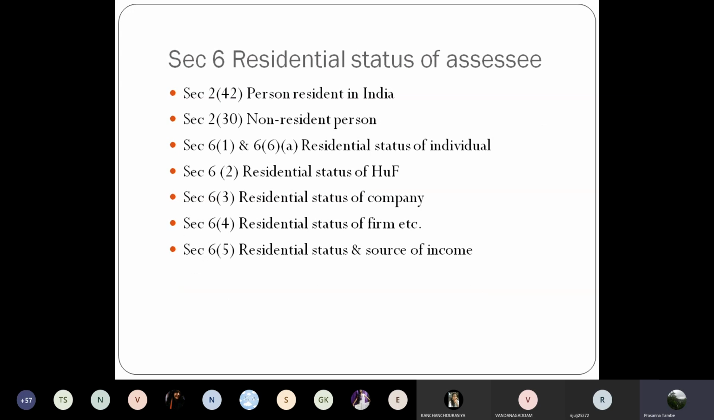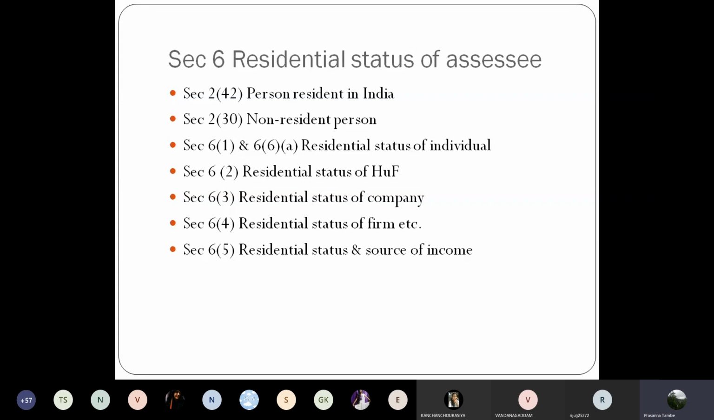Now section 6 tells you how to determine whether a particular person is resident in India or not resident in India. Those are the basic provisions of section 6. But section 6 has different categories of provisions which will apply to different types of persons. So before we go into that, let's understand what is resident in India and what is not resident in India. Section 2 subsection 42 gives you the definition of resident in India, and what it says is simply that if you fulfill the applicable provisions of section 6, then you are resident in India.